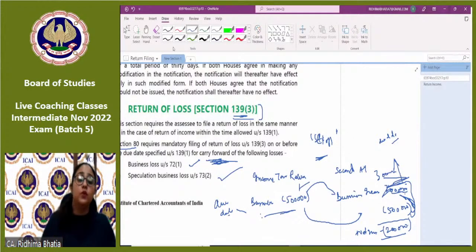So if someone talks to you when you go in the practical world and you see that the losses are being set off but nothing is carried forward, and you say no, set off is not allowed because it is not within due date. No. The due date condition is for carry forwarding the loss. If there is a set off, you can do it still if you're filing a return of income after the due date.